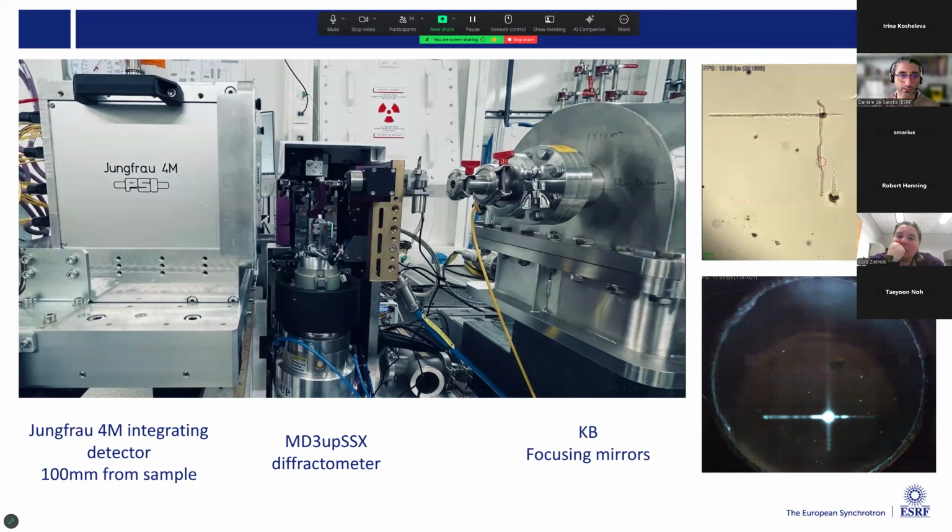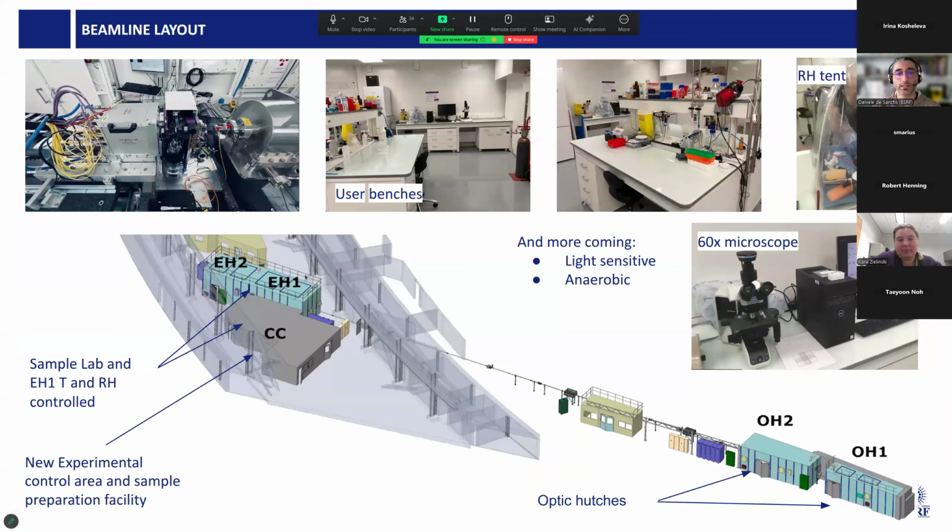And since the detector is a small surface detector, in order to intercept higher angle reflections, we need of course to move very close, and the closest position is a little bit more than 100 millimeters from the sample. It's actually 103 millimeters from the sample. And here you see the microdiffractometer with this fixed target support, which I'll show you in a bit more detail later. So this is an overview of the whole beamline layout.